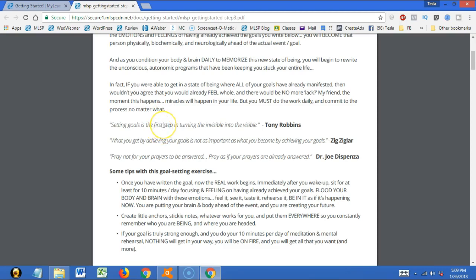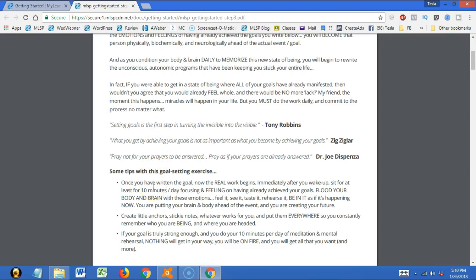Setting goals is the first step in turning the invisible into the visible, by Tony Robbins. And didn't our friend Brian Finale say that Tony Robbins is his personal friend? Woohoo! What you get by achieving your goals is not as important as what you become by achieving your goals. Zig Ziglar. Pray not for your prayers to be answered, but pray as if your prayers are already answered. By Joe Dispenza. Some tips with this goal setting exercise.